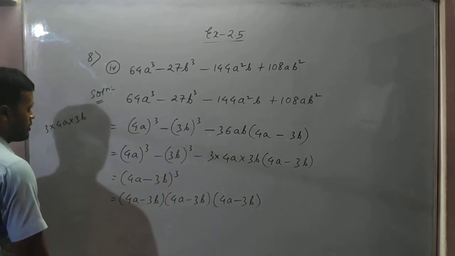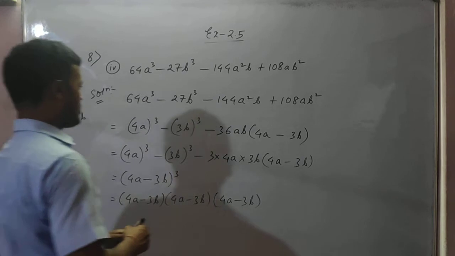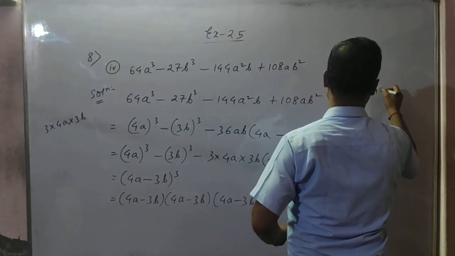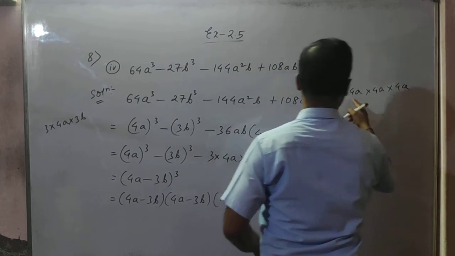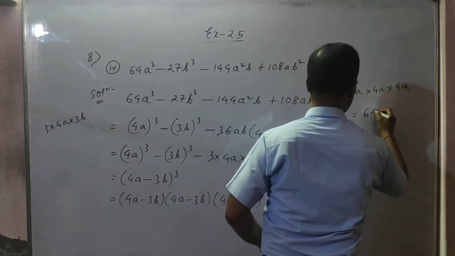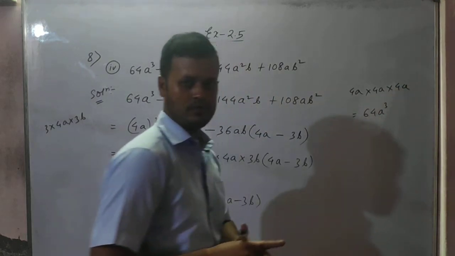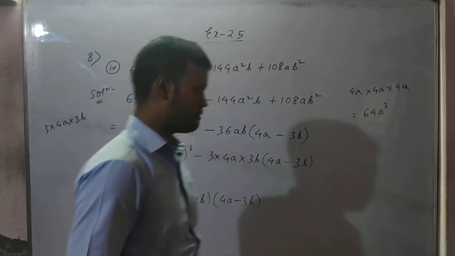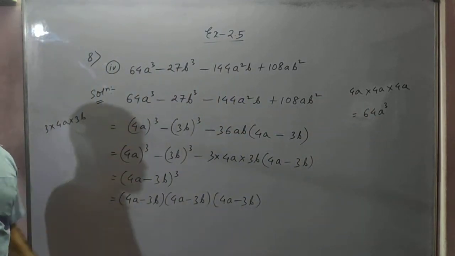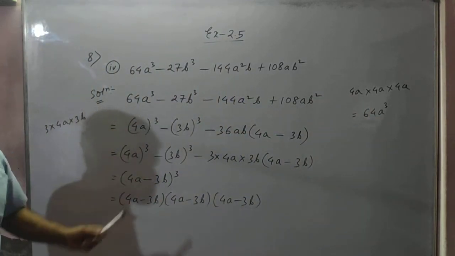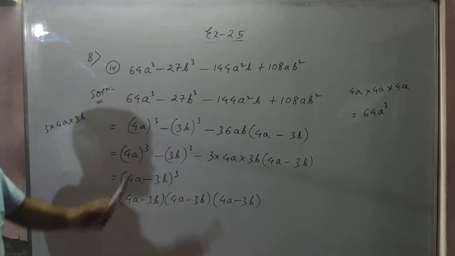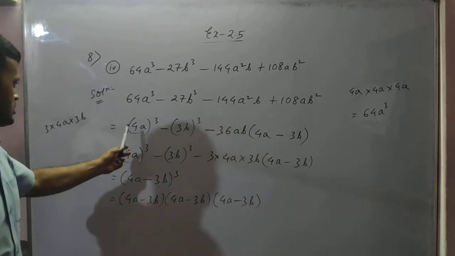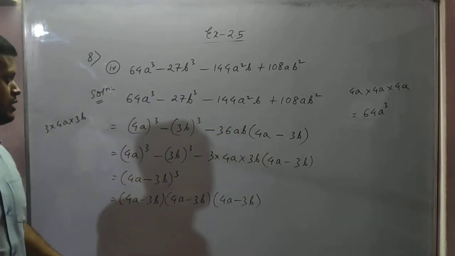For 64A cube, I wrote 4A whole cube because 4A into 4A into 4A: 4 4s are 16, 16 4s are 64, and A into A into A is A cube. So for 64A cube I wrote 4A whole cube. For 27B cube I wrote 3B whole cube. So this is 4A whole cube, and this is 3B whole cube.